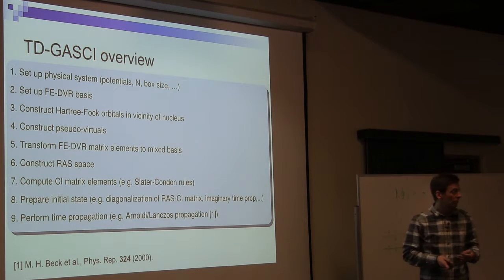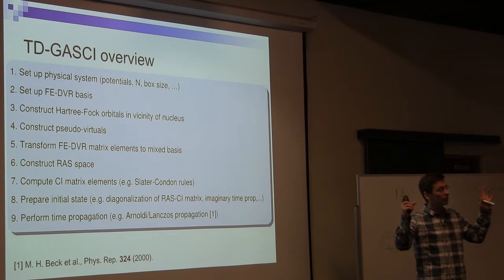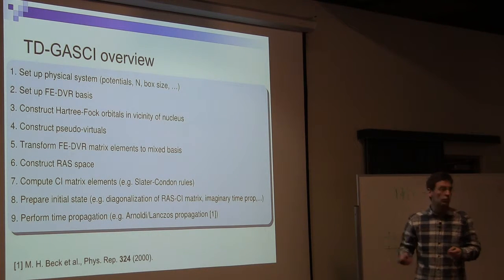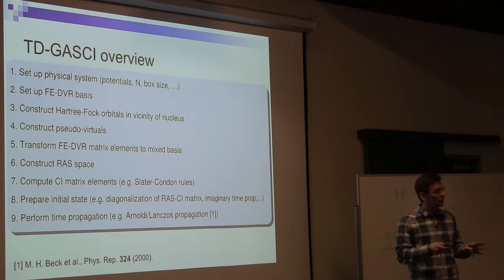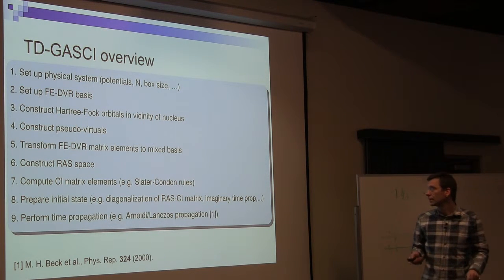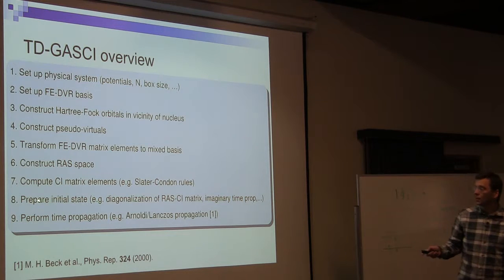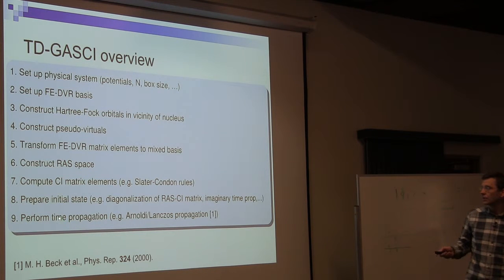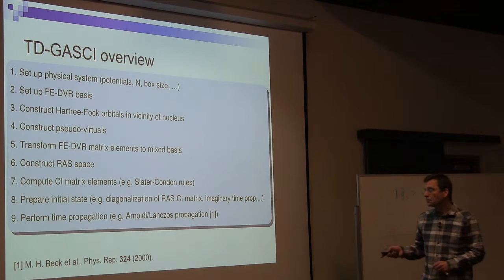When you have matrix elements between determinants, you normally refer to the Slater-Condon rules where possible. Nowadays, there are much more clever ways to do that, which you will also find in the literature list at the end. And then you can prepare the initial state and you can perform time propagation.